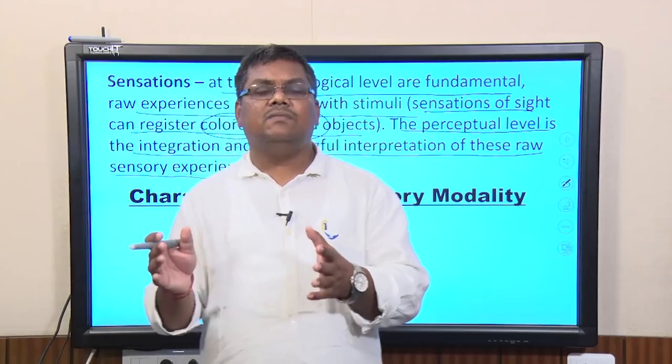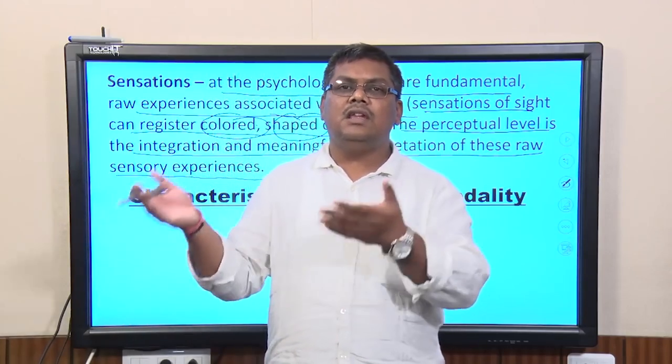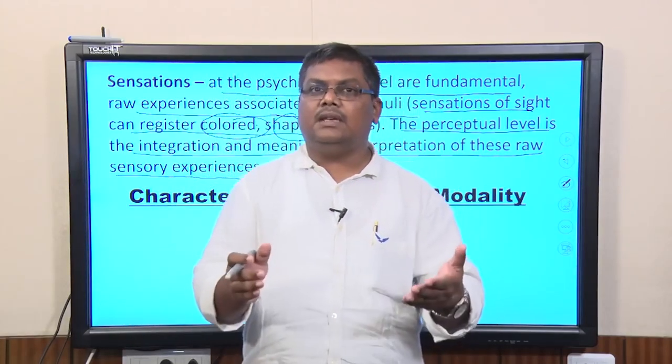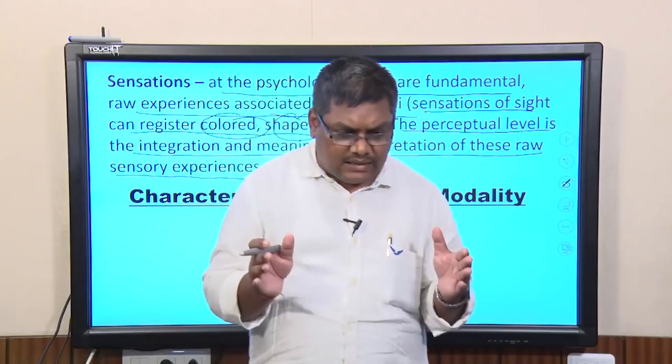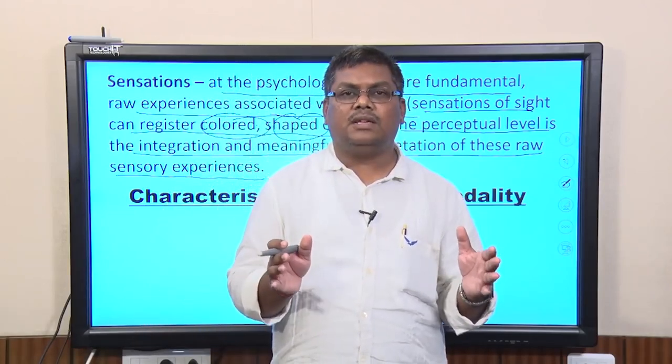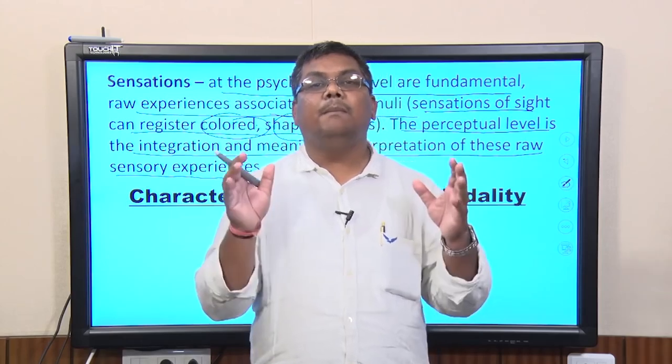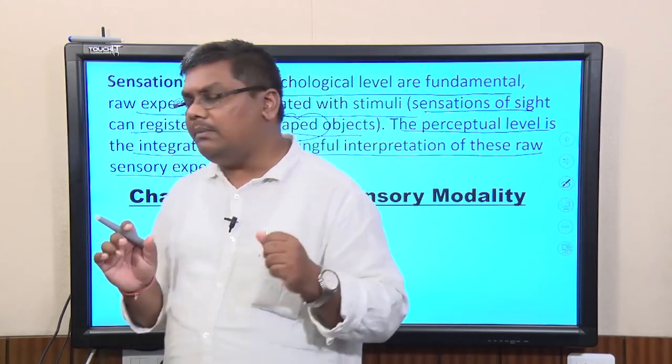Sensation is a system which encodes physical information into the brain. Perception is a system which takes this raw information and then makes meaning out of it. So, that is one primary definition.